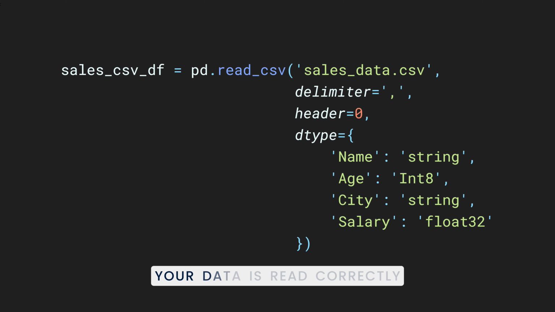This not only ensures your data is read correctly, but can also save memory, because Pandas' default types are more generic and often use more memory than necessary. By knowing your data's limits upfront, you can choose more efficient types and improve performance. For instance, in our example we used int8 for age because ages are always less than 100, so an 8-bit integer is enough to store the values.